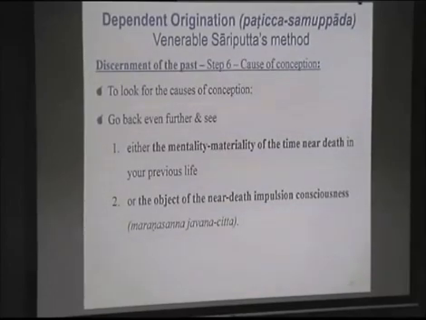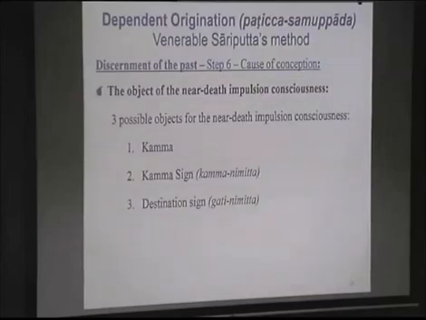To look for the cause of the conception, go back even further and see either the mentality near that time in your previous life, or the object of the near-death impulsion consciousness. There are three possible objects for the near-death impulsion consciousness. Number 1, karma. Number 2, karma sign, karma nimitta. Number 3, destination sign, gati nimitta.